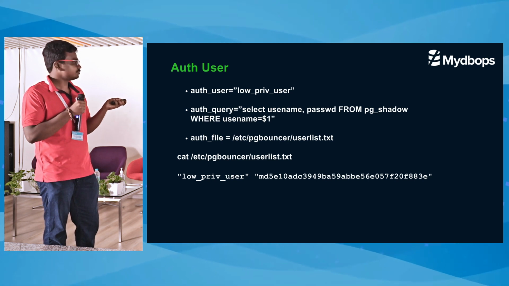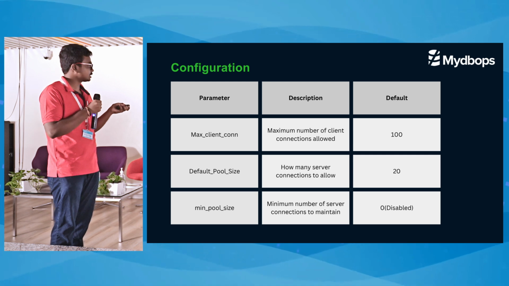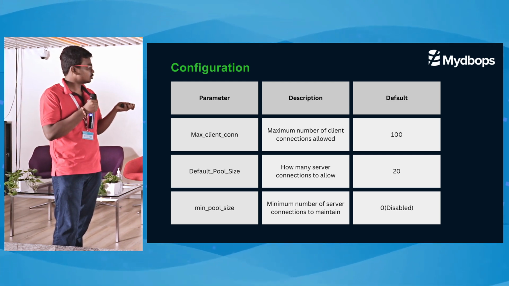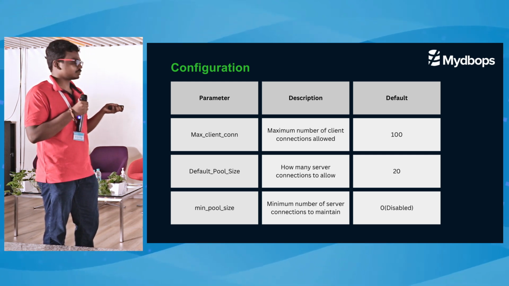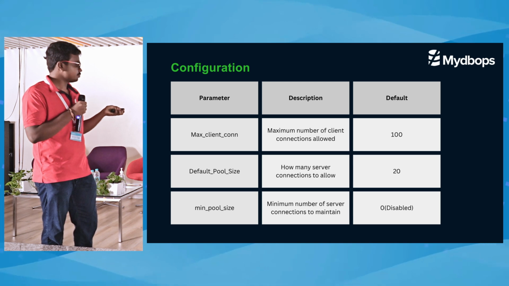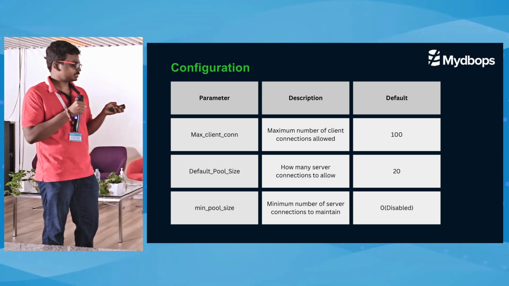Once you are done with this, the remaining settings are very basic. Max client connections is the maximum number of client connections you want to allow. Default pool size is 20, which is how many connections need to be maintained with PgBouncer's pool. And the minimum pool size means how many connections need to be always connected to the database from the pool.